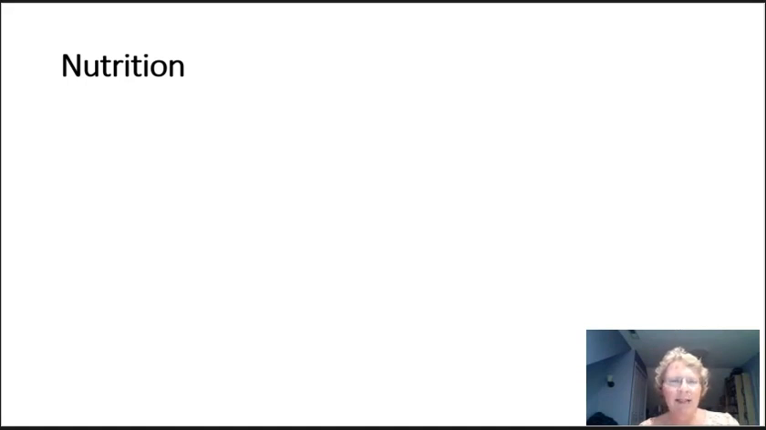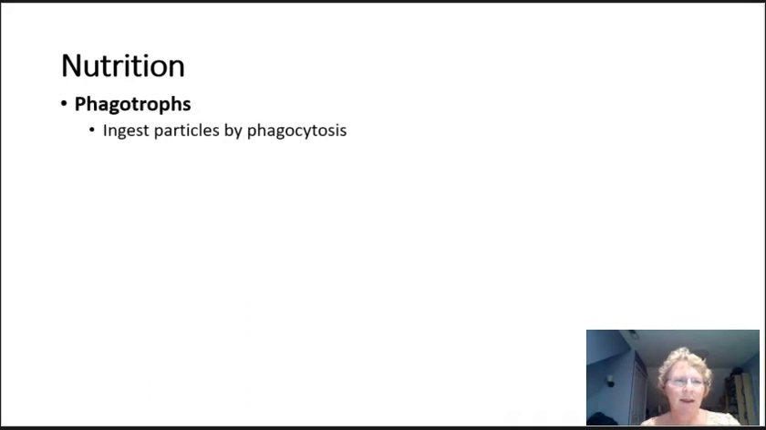When it comes to nutrition, protists aren't quite as diverse as the prokaryotic bacteria, but there are still different ways that protists can obtain nutrition. One is phagotrophy. In phagotrophy, cells ingest particles by phagocytosis. Remember that phagocytosis is a form of endocytosis, where the cell moves the cell membrane to engulf a particle and then ingest it.